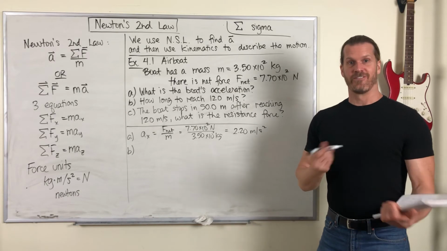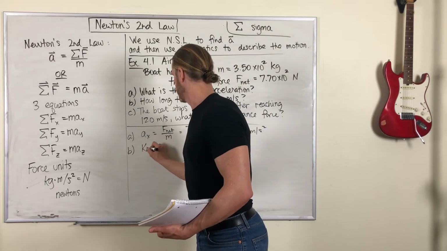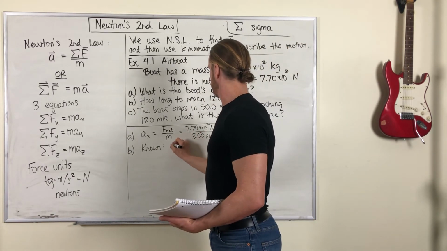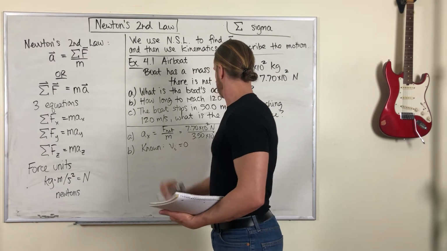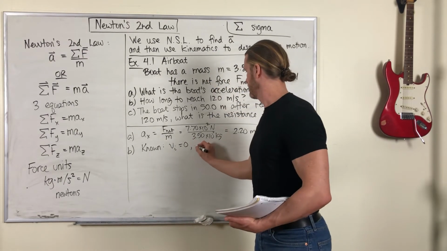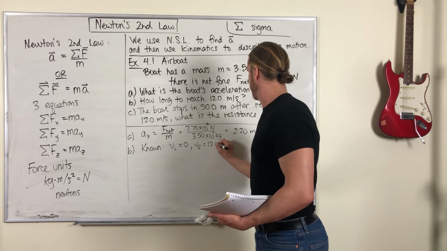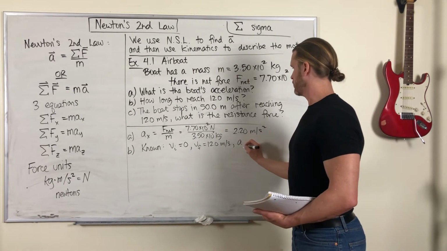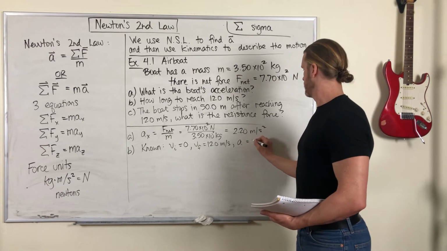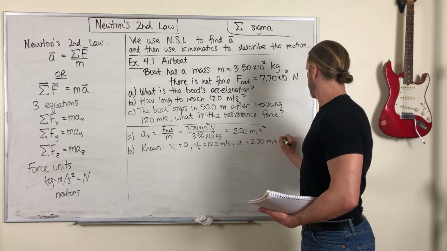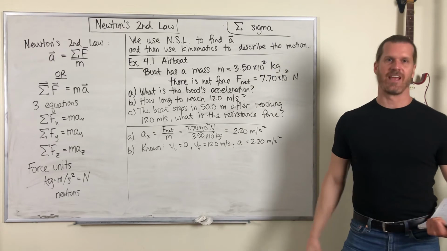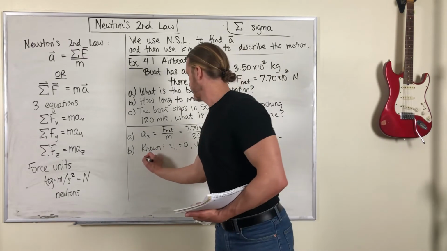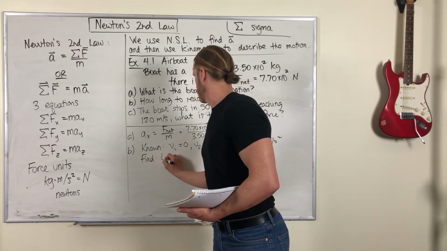And now we write down our known quantities. We can say V initial is 0. V final is 12 meters per second. We know the acceleration is 2.2 meters per second squared. I kind of dropped this x subscript. It's 1D, it doesn't matter what we label it. And we want to find the time.